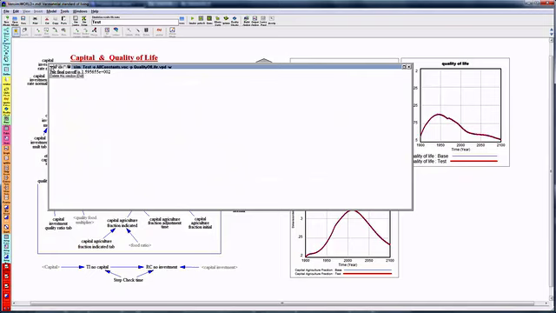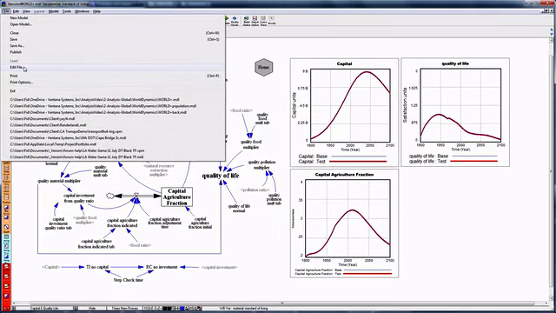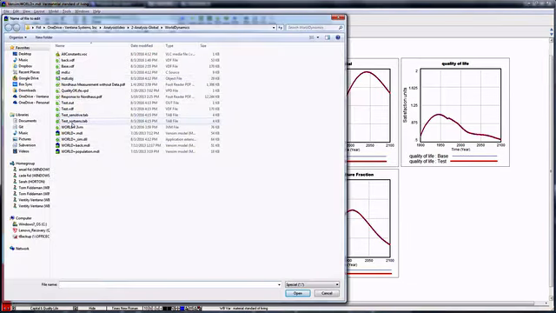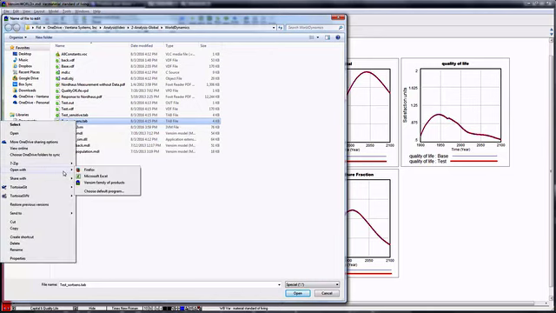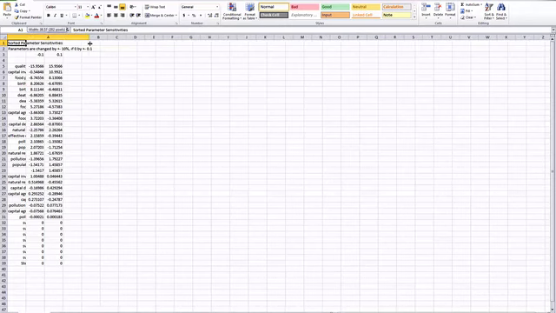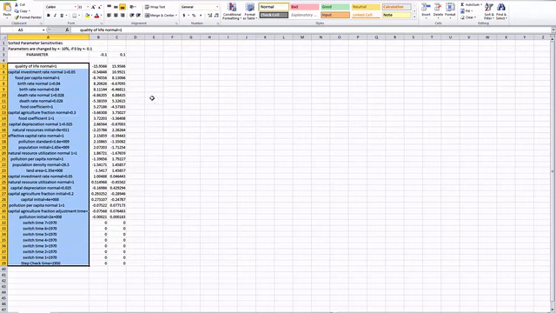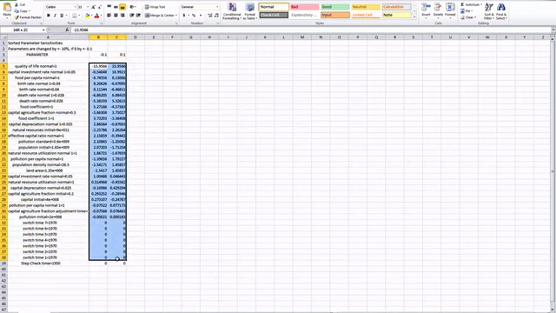We could hardly see it because this is a small model. And my output is in a tab delimited file called with the run name and sort sense appended to it. I'm actually going to open that in Excel just because it's a little cleaner to view. So here's my result: a list of parameters sorted in descending order of sensitivity on the outcome of quality of life, and then I can see the effect each one had.